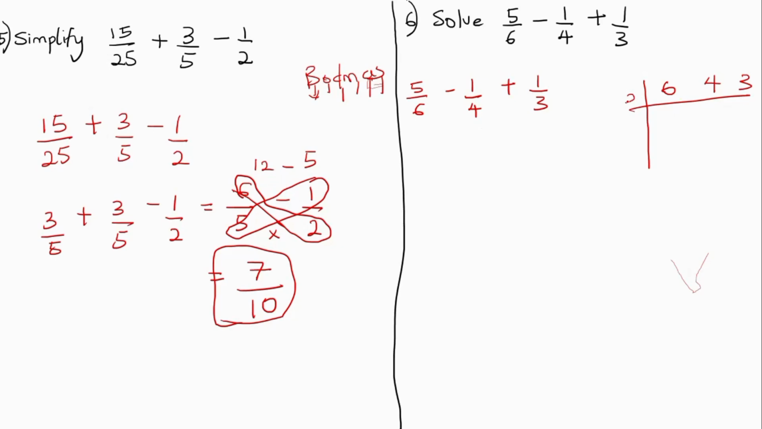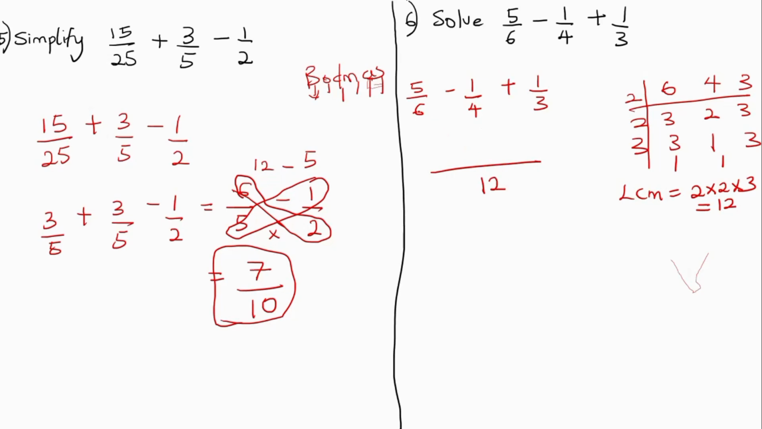Alright, starting with 2. 2 into 6 will give us 3, 2 into 4 will give us 2, and 2 into 3 is 3. It cannot. So 2 can go. 2 into 3, 3. 2 into 2, 1. 2 into 3 is 3. Then when we go by 3, here will be 1, 1, 1. So the LCM we have right here is 2 times 2 times 3, which is what? 12. So the LCM of all of this is what?